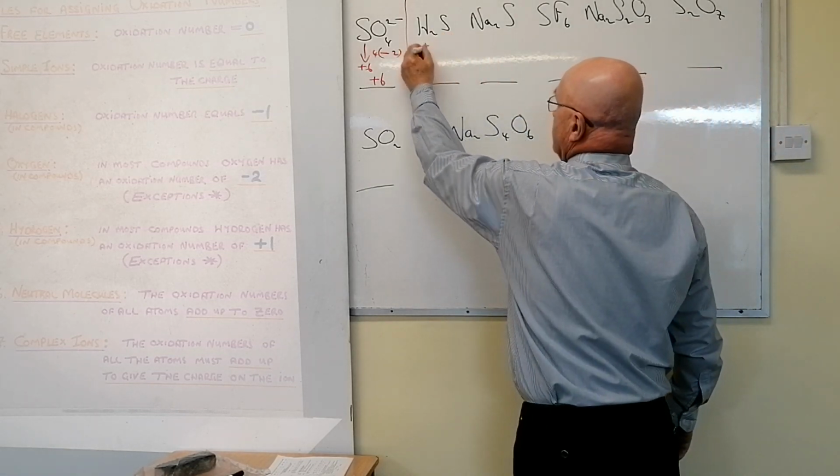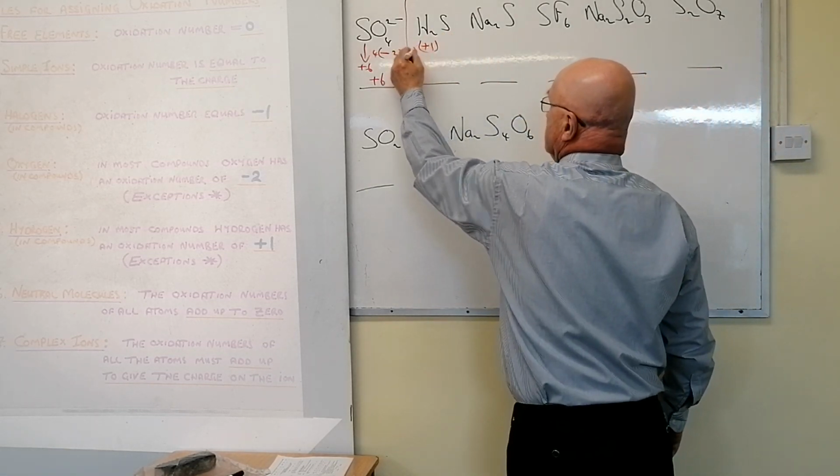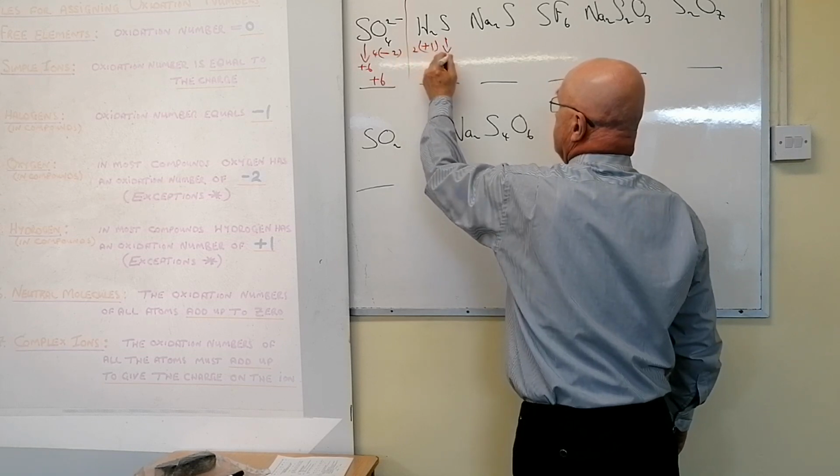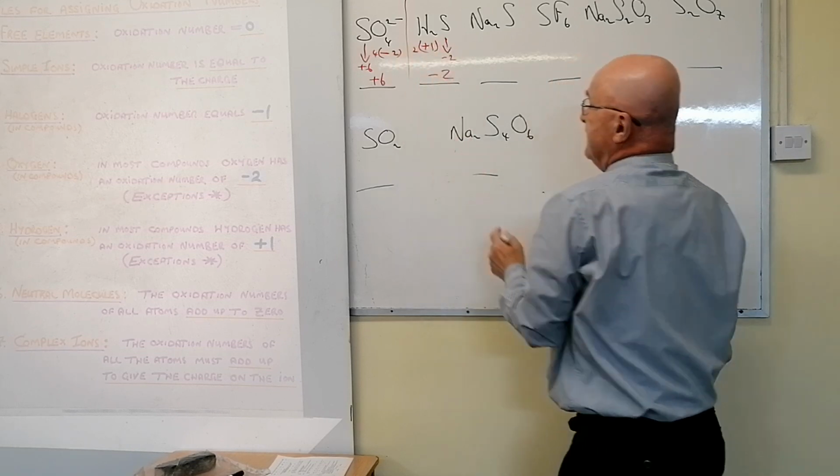Hydrogen is +1. That's a rule, times 2. Therefore, the sulfur must be -2. -2 is the answer.